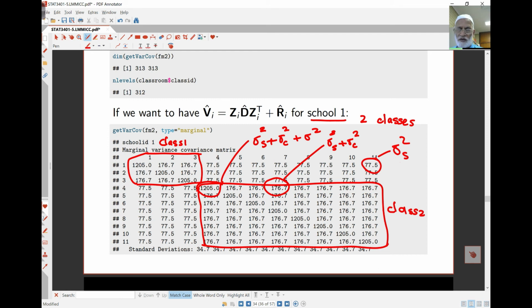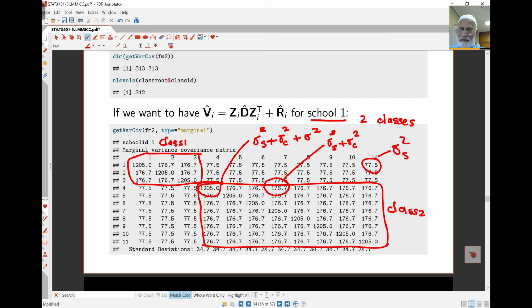With that structure, you'll find the block matrices are exactly the same for class 1 and class 2, as you expect, but the off-diagonal elements then will drop the random variance term altogether. So again, this is sigma squared school. That's sigma squared school plus sigma squared classroom, and that's sigma squared school plus sigma squared classroom plus sigma squared.